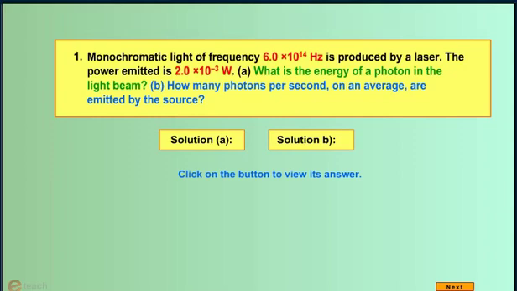Laser. The power emitted is 2 into 10 raised to power minus 3 W. First, what is the energy of photon in the light beam? Second, how many photons per second on an average are emitted by a source? Click on the buttons to view its answer.